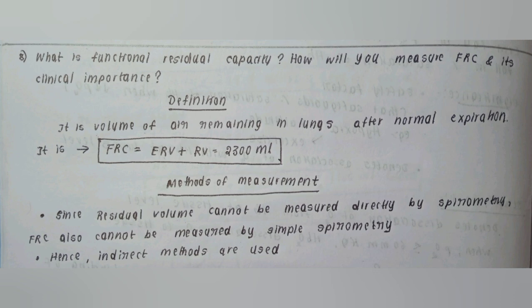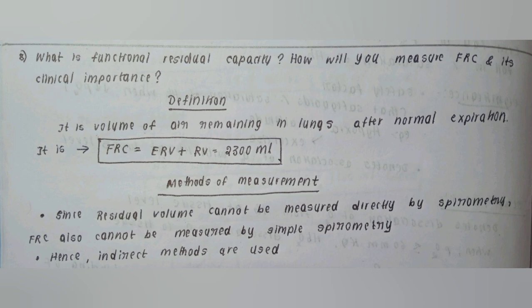So now measurement. Since residual volume cannot be measured directly by spirometry, FRC also cannot be measured using simple spirometry. Most of the volumes we measure by spirometry, but residual volume cannot be measured. Why it cannot be measured? Because spirometry measures only the air that moves in and out of the lungs. Residual volume is the amount of air that remains in the lungs even after a maximum forced expiration. So since the air never comes out of the lungs, the spirometer has no way to detect or record it. That's why we say we can't measure it using spirometry.